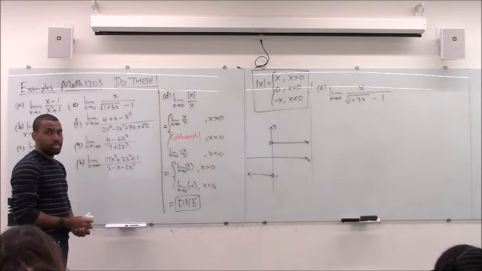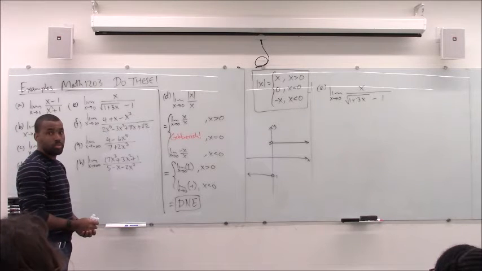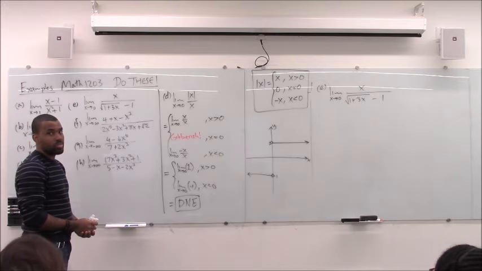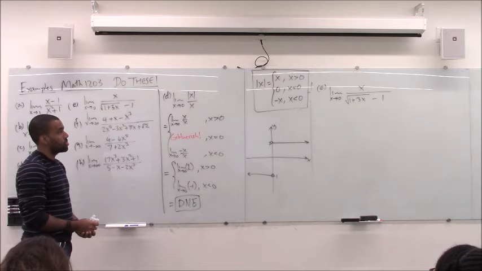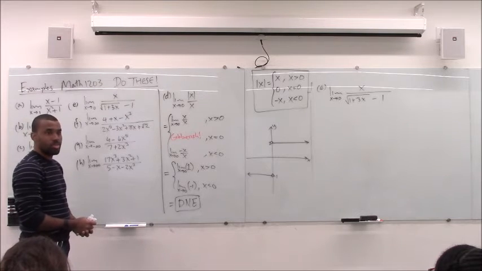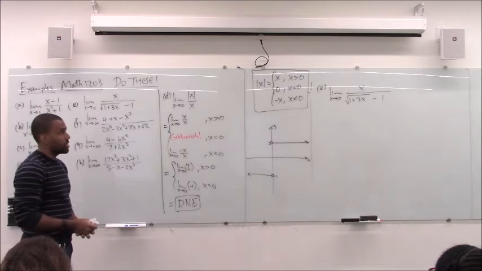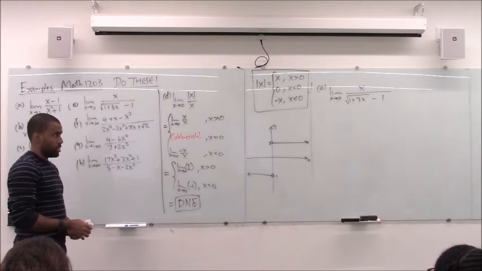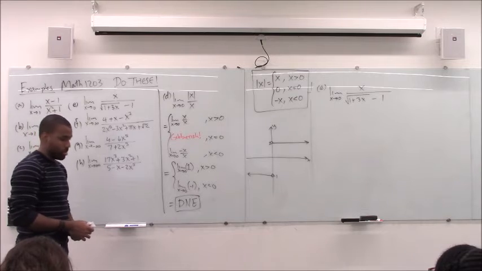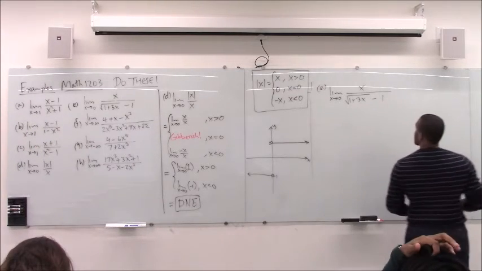Can't you multiply the top and bottom by the reciprocal, like the square root of 1 minus 3x? Not quite, but almost. I think she's talking about rationalizing it. You can rationalize the denominator by multiplying by the radical of 1 plus 3x plus 1.